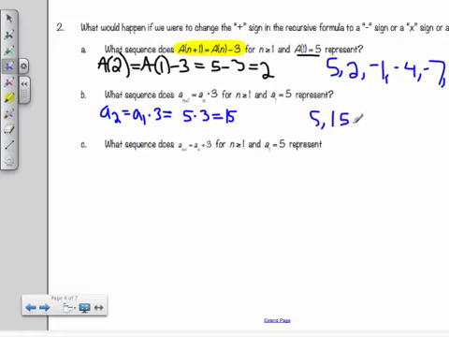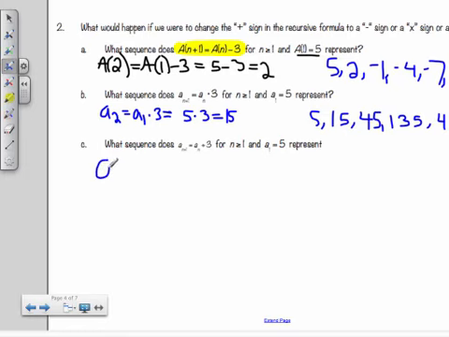Multiply that by 3, I get 15. Multiply that by 3, I get 45. Multiply that by 3, I end up getting 135. And then multiply that by 3, and I will get 405. All right, so this is the pattern that I get, and this is the sequence that I get based on the recursive formula that's given to me.